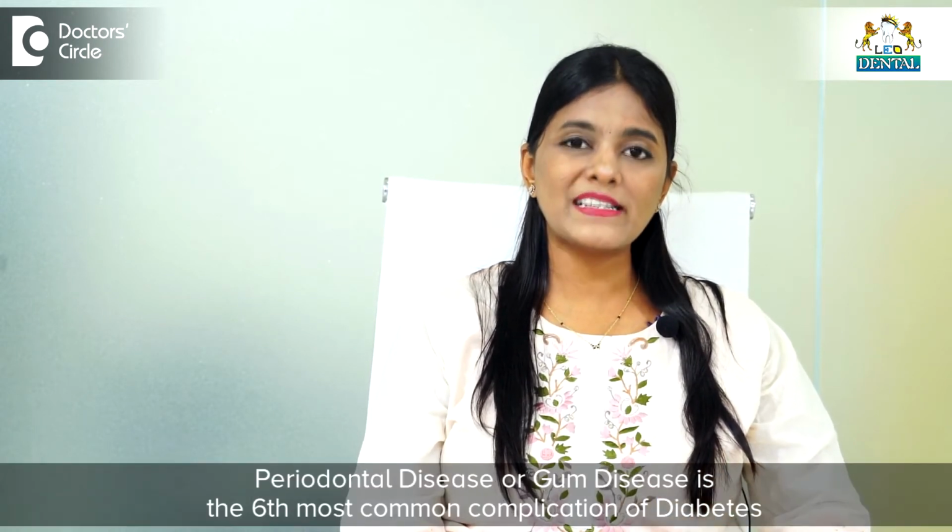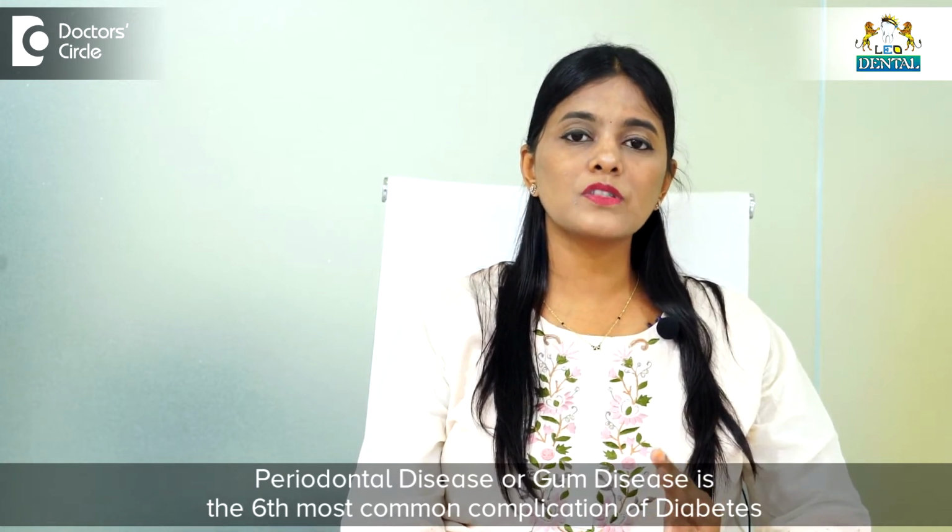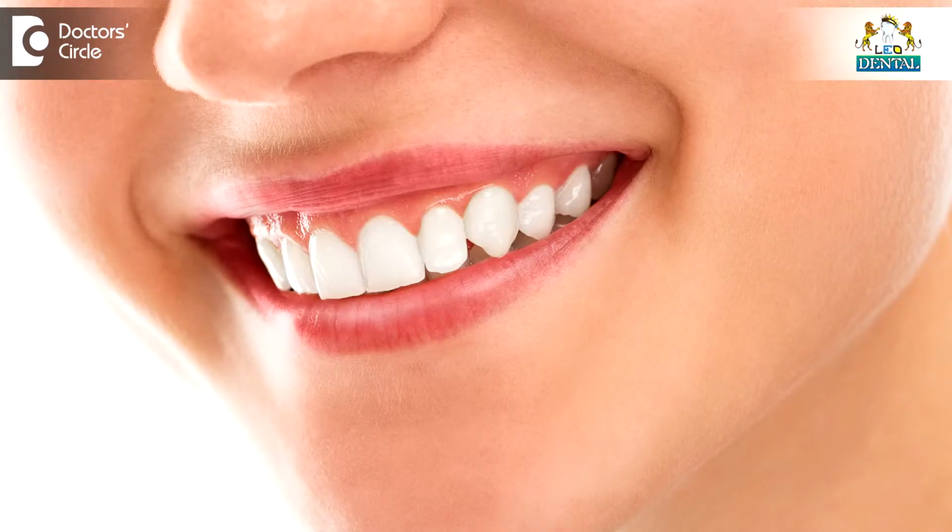According to the American Periodontal Association, periodontal disease or gum disease is the sixth most common complication of diabetes. Our mucous membrane, our gums, are the softest parts of the body after the eyes that are exposed to the outside. When a person has diabetes, it definitely affects the renewal, repair and regenerative rate of your gums. So in a patient with diabetes, gum care should be the prime concern.